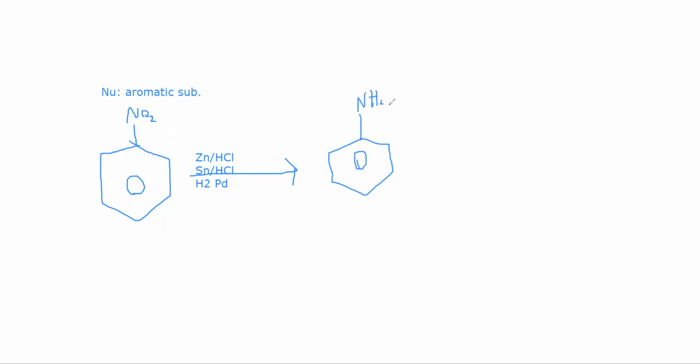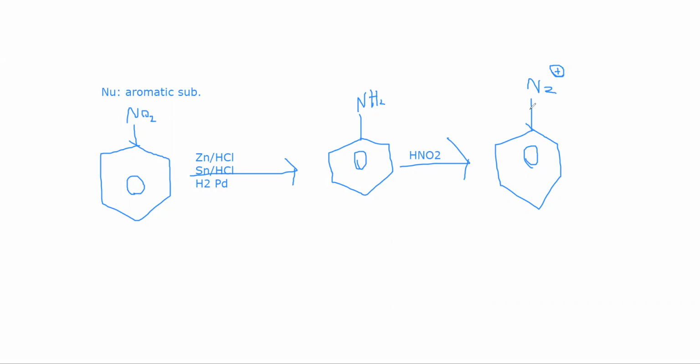And then if you treat an amine with HNO2, that's going to turn it into, actually, I don't think it's called an azide, but it forms an N2 that has a plus charge on it, and this is a pretty good leaving group.